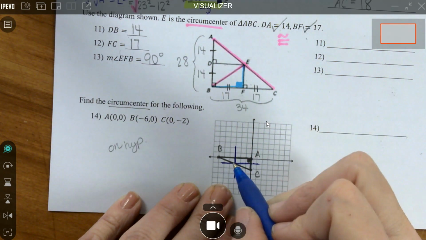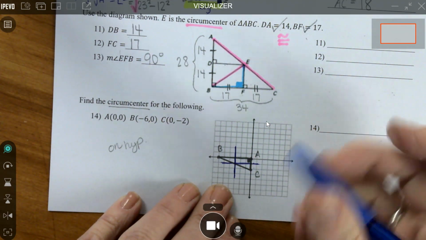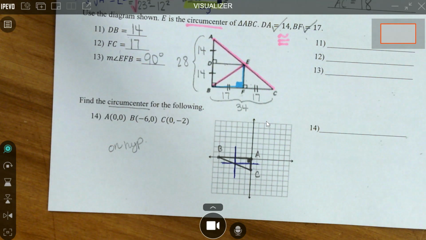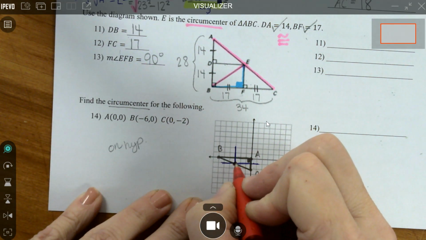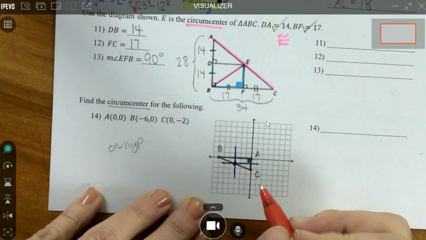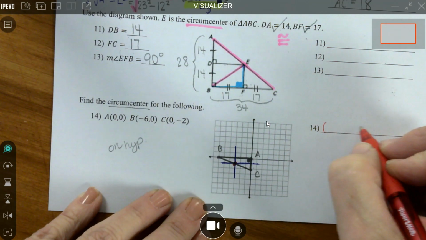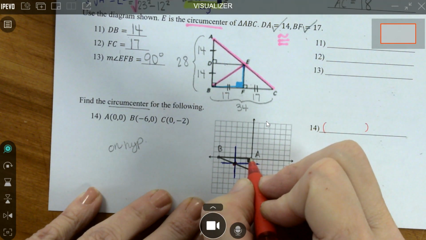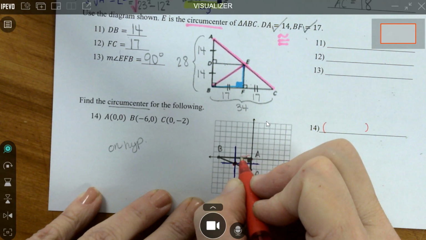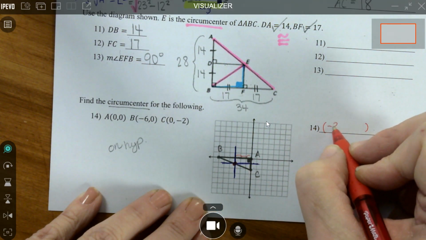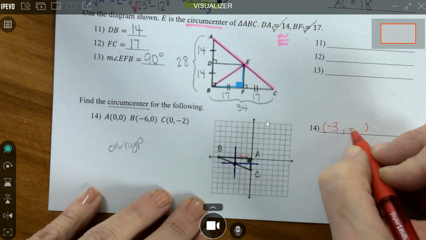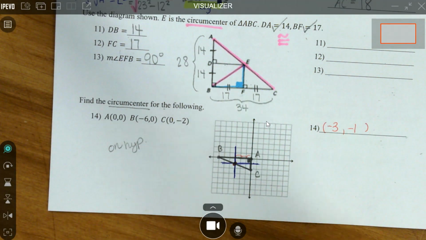And then I draw this perpendicular bisector here. Then you can see your circumcenter is right there. And I just need to come up with the ordered pair for that. So starting at 0, 0, 1, 2, 3 to the left, so -3, down 1, -1, and you're finished. Okay?